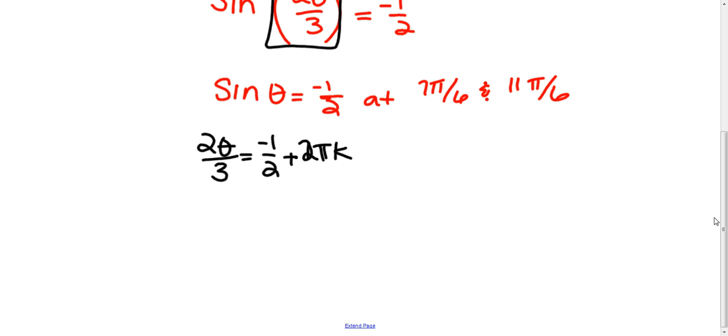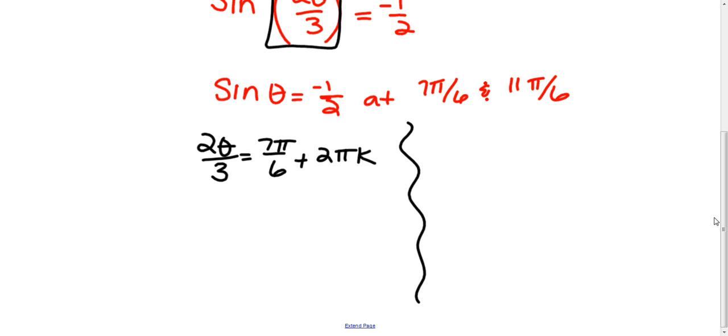Then since there's another spot on the unit circle, oops, sorry, I screwed this up. This should not be negative 1/2. This should be 7 pi over 6 plus 2 pi k. Okay, and then I need another one because I have two spots on the unit circle. 2 theta over 3 equals 11 pi over 6 plus 2 pi k.